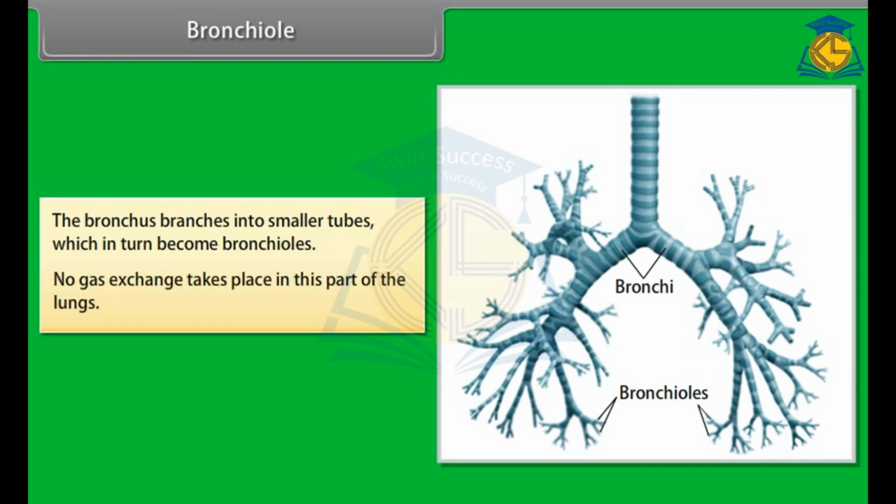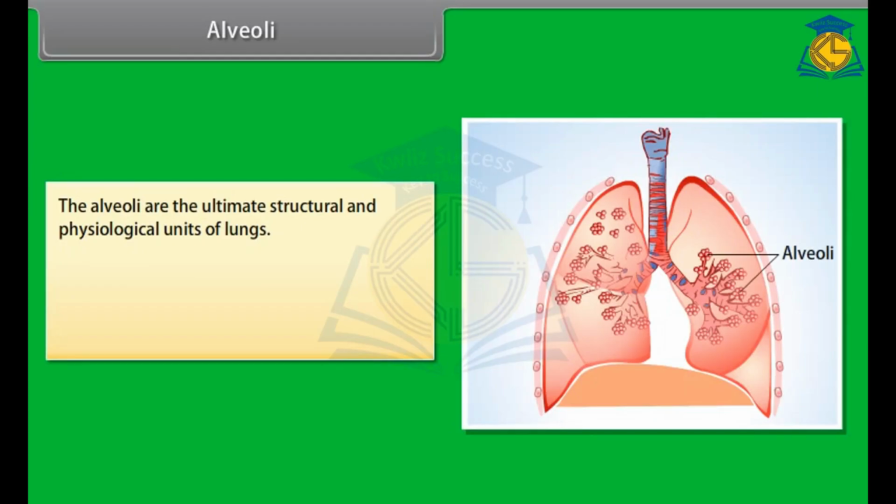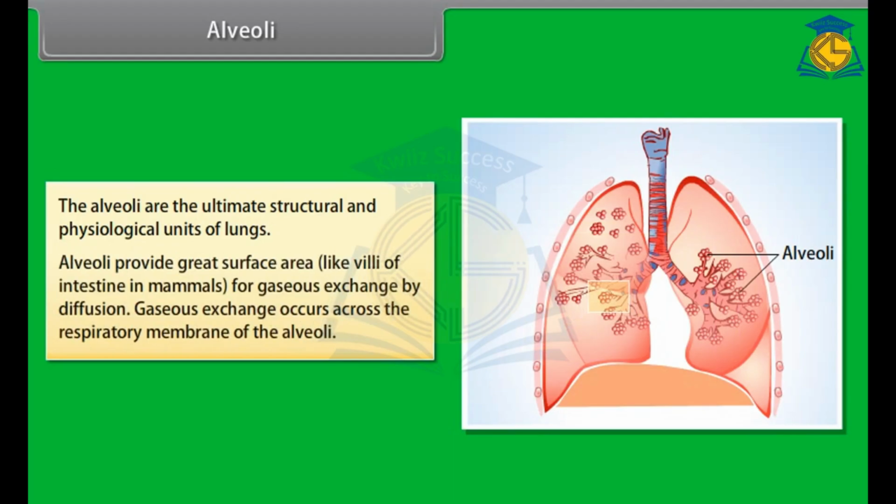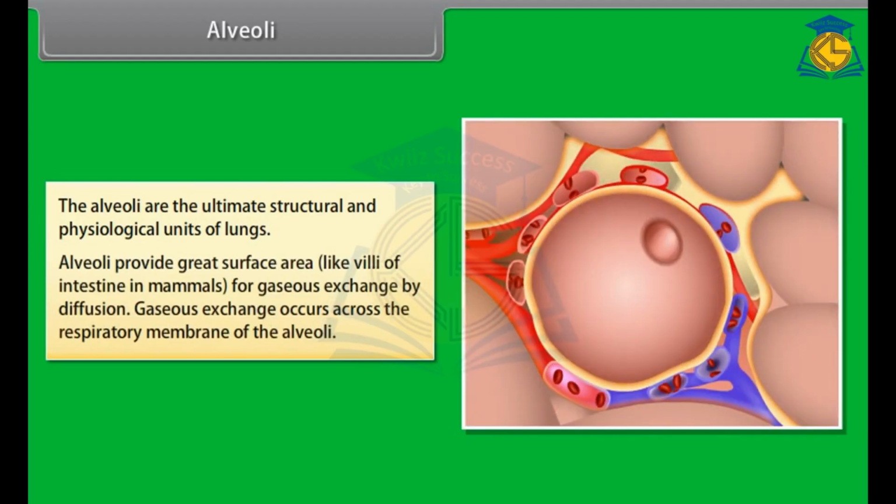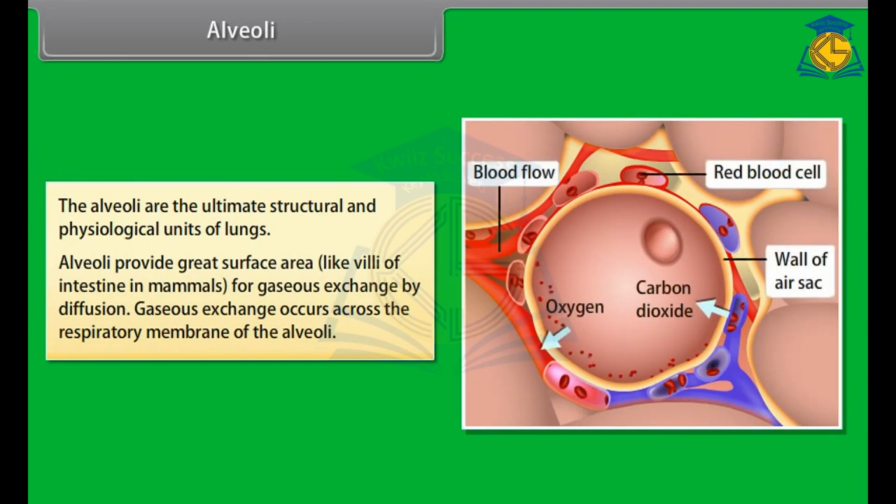No gas exchange takes place in this part of the lungs. Alveoli: the alveoli are the ultimate structural and physiological units of lungs. Alveoli provide great surface area, like villi of intestine in mammals, for gaseous exchange by diffusion. Gaseous exchange occurs across the respiratory membrane of the alveoli.